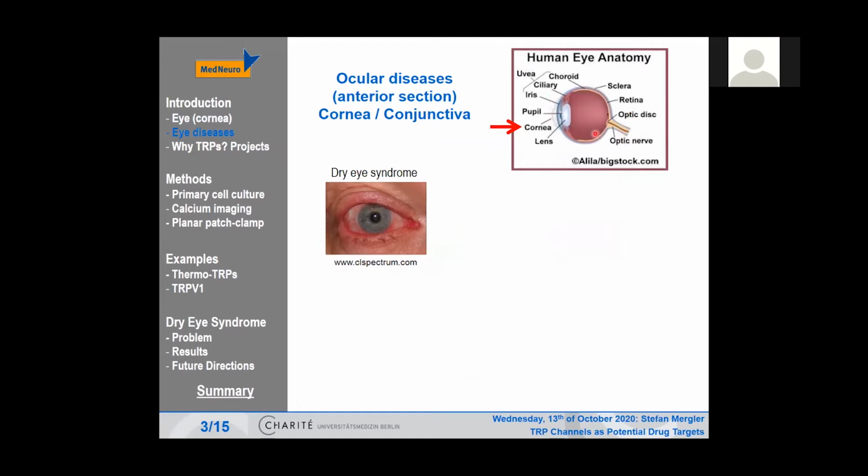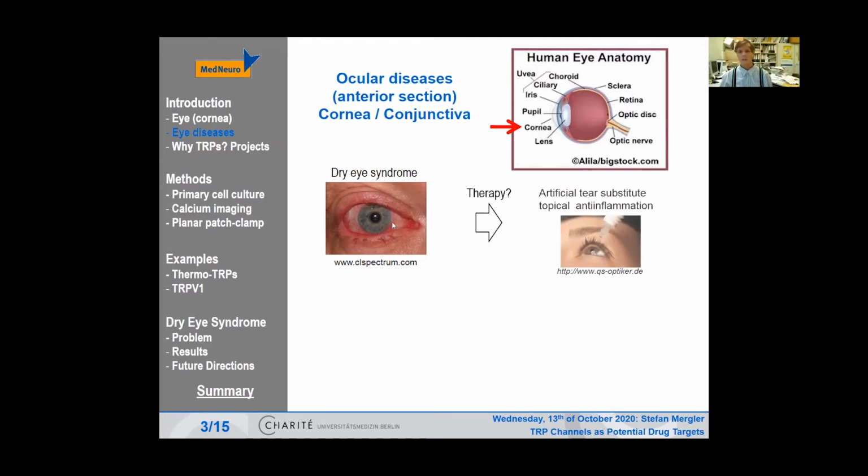Here is the human eye anatomy again, and you can see the cornea in the front part and the back part, the retina and so on. One of the most common eye diseases is the so-called dry eye syndrome. I will explain it later in an example. Therapy is questionable. So far there's only replacing the fluid with artificial fluid to treat symptoms, and eye drops are regularly used. I will come later to the current state of research and the future direction in that connection.